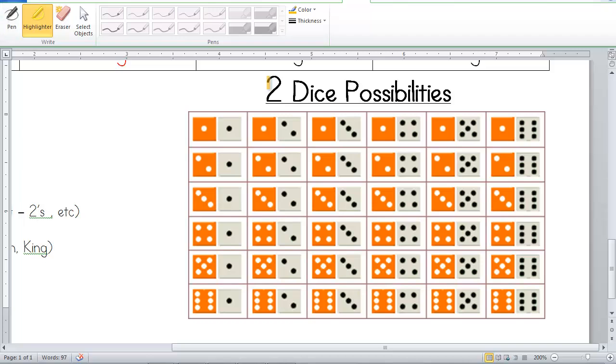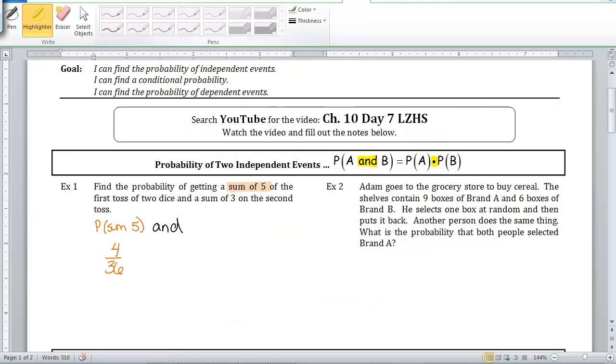If I look, I'm going to get a value of 5 if I roll a 1 and a 4 or a 2 and a 3. And that happens 2 places. And so that means I would have the probability of getting the sum of 5 is 4 times out of the total 36. Because it says we want the probability of the sum of 5 and a sum of 3 for the second toss, these are 2 different tosses, 2 separate events. So they are independent, but also the "and" means that I want to multiply these 2 probabilities.